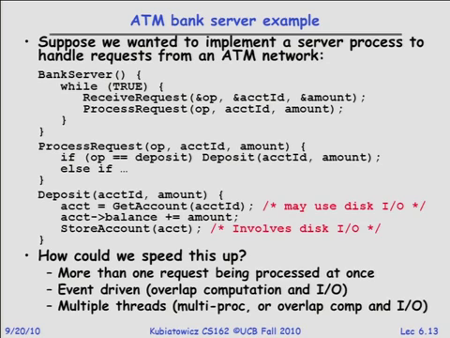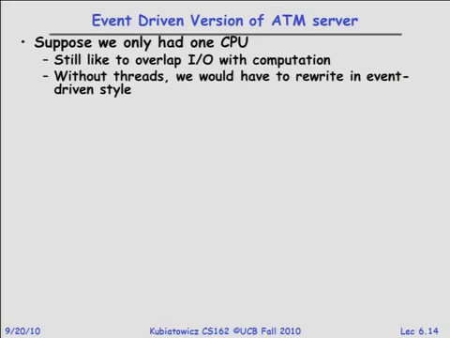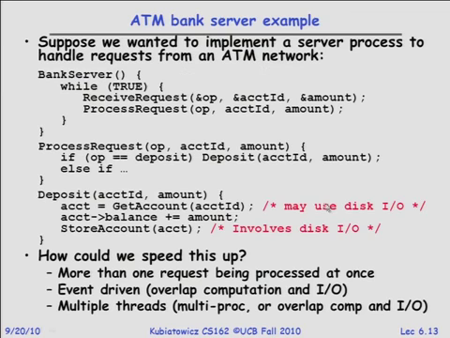All right. So suppose we only have one CPU, and you still want to overlap I/O with computation. Now, I didn't point out the red in the way that I wanted to. This may use disk I/O, involves disk I/O. These are where we're going to slow things up for sure, because when you go out to the disk, it takes time. And when you write to the disk, it takes time. Does anybody know a good rule of thumb for how many CPU instructions are probably involved in a disk seek? It depends, obviously, but give me an order of magnitude. Anybody?